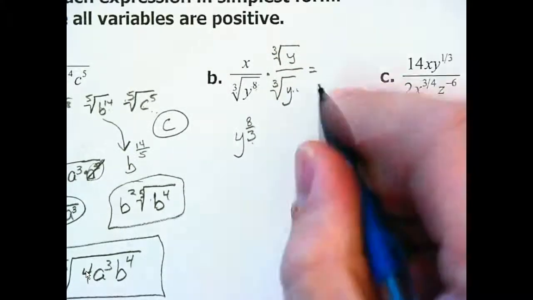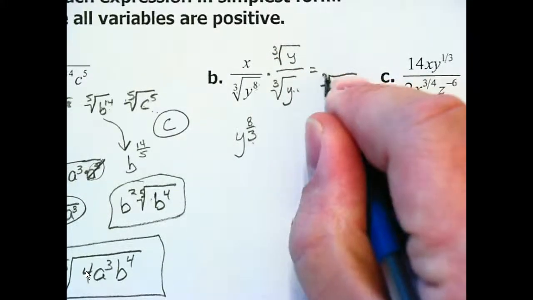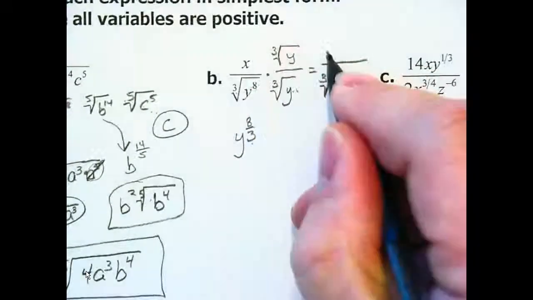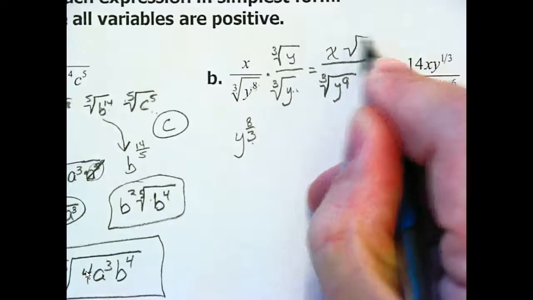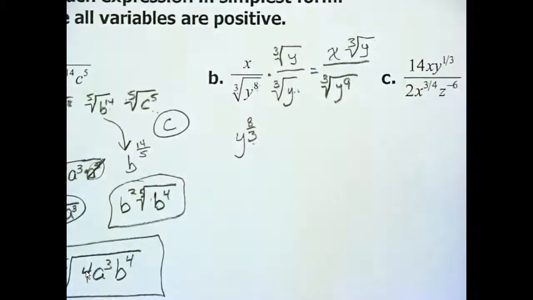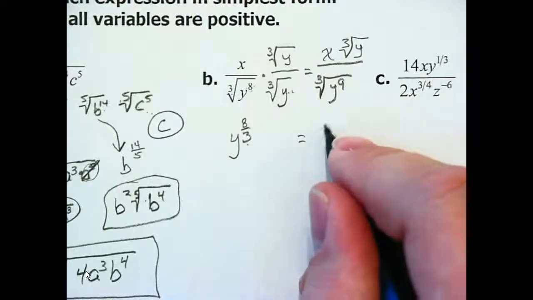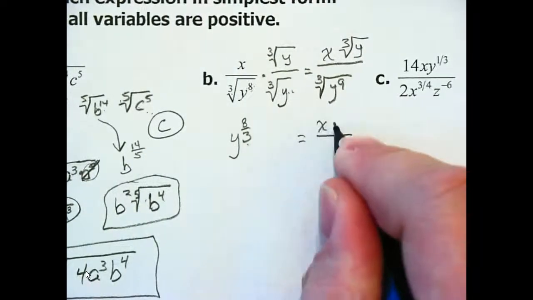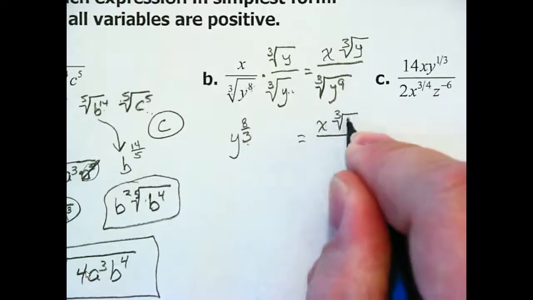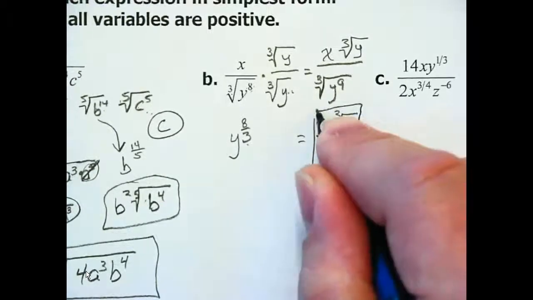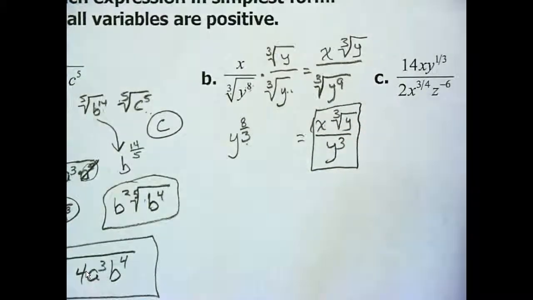By doing that, you get the cubed root of y to the 9th on bottom and x cubed root y on top. And the cubed root of y to the 9th is y cubed. So x cubed root y times y cubed. Okay, so it sometimes helps to see it in fraction form there.